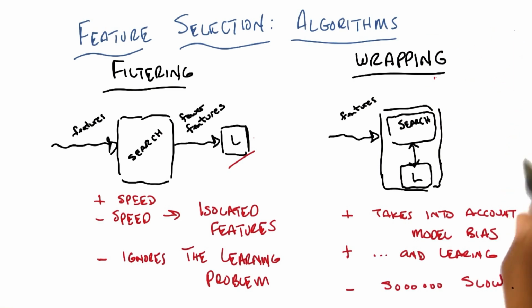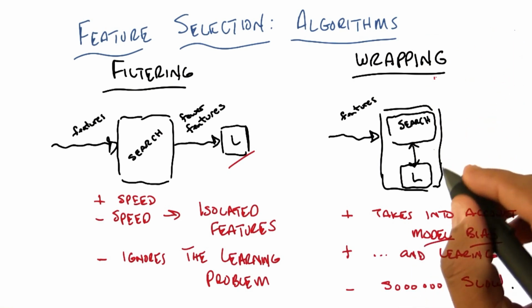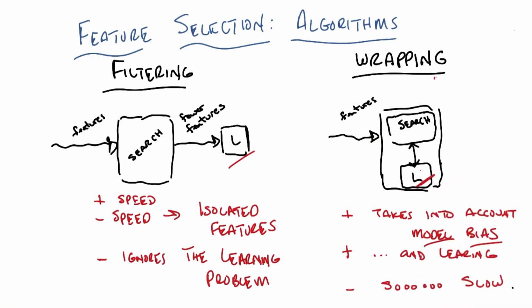By contrast, wrapping actually takes into account model bias. It takes into account whatever the learning bias of the learning algorithm is in order to determine what the best subfeatures are, which means it's actually worried about the problem of learning itself, which I don't know how to spell apparently. But in the process, it's much, much slower.